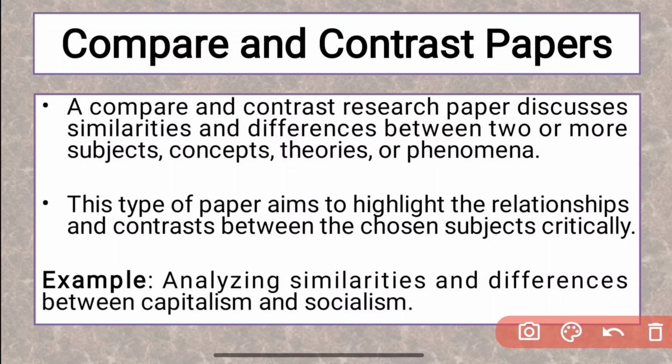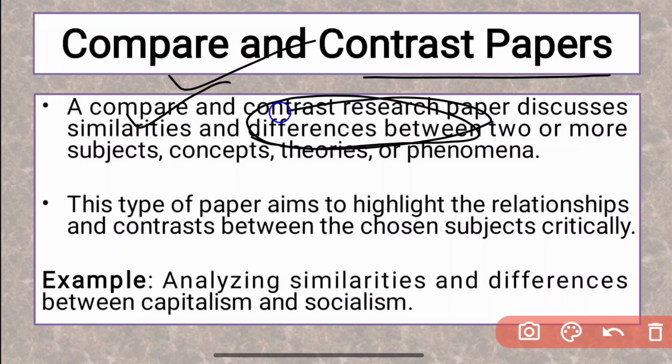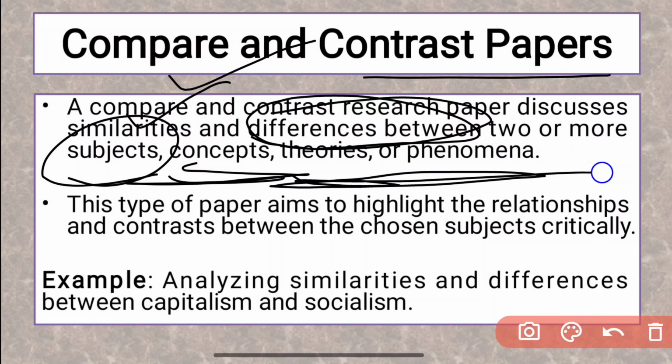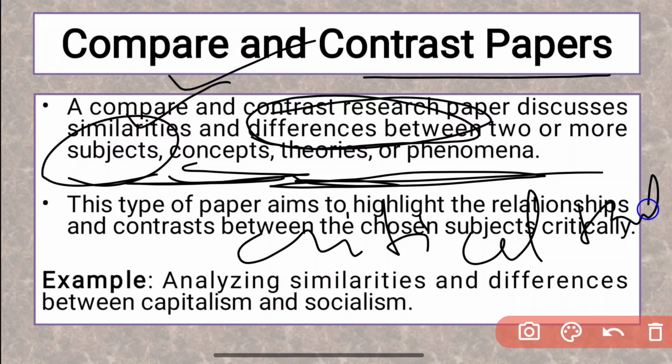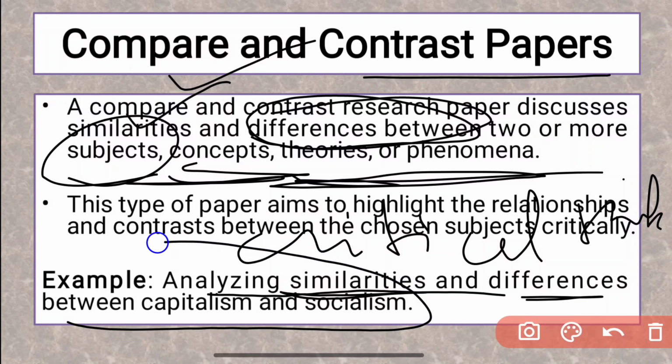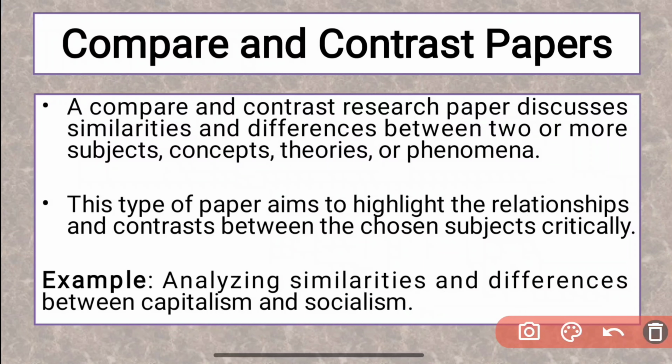Next type of paper is compare and contrast paper. In this, what do we do? We study the similarities and the differences between two or more subjects or variables, the concepts, it could be theories or the phenomenon that is based on the critical thinking, right? Example could be analyzing similarities and differences between capitalism and socialism.